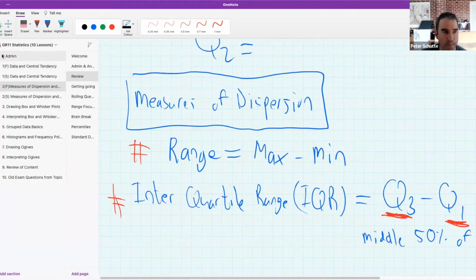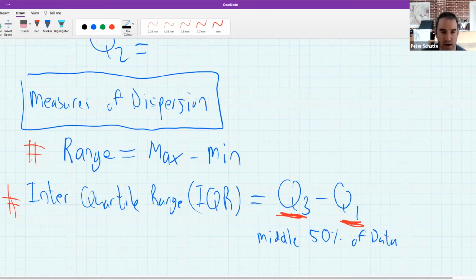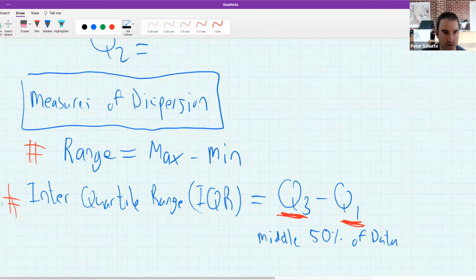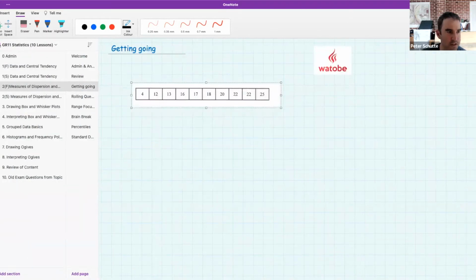So basically what we're going to try and do today is figure out how we measure how spread out the data is. And I've given you two things we need to talk about.